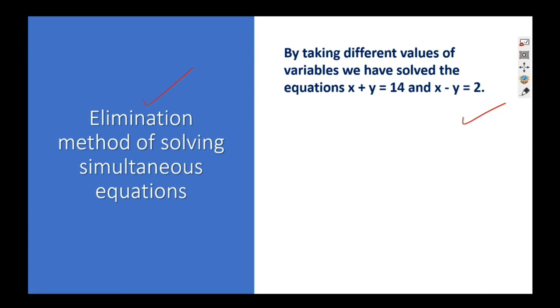Let us take the same example which you have just solved by taking different values, the same equation which is written here. How can we solve it by the elimination method? It is given x plus y is equal to 14. We can call it equation number 1. And x minus y is equal to 2. Let us call it equation number 2.